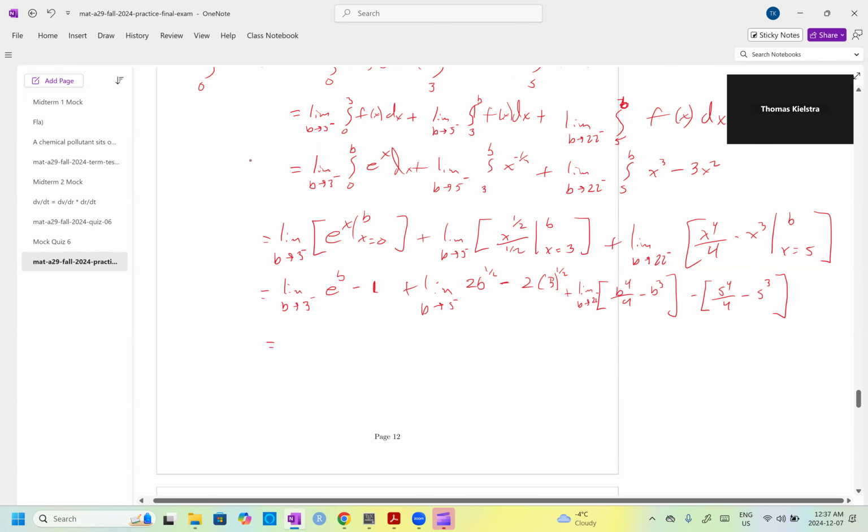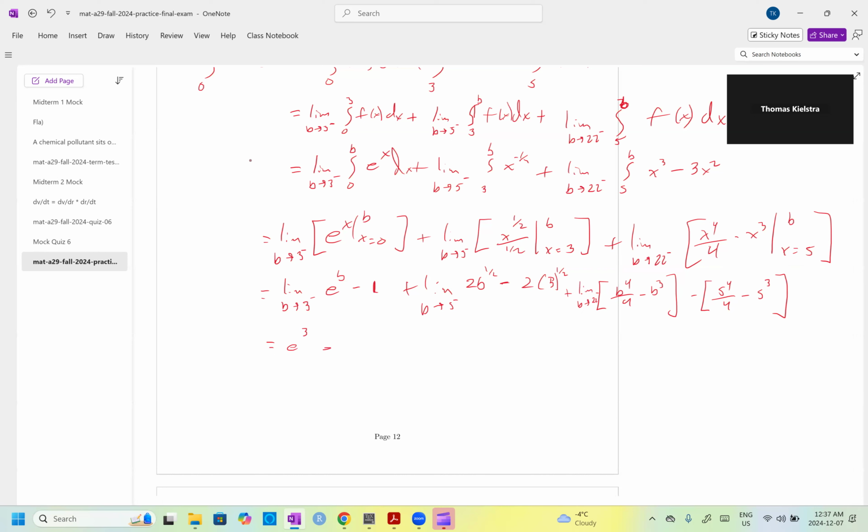So this equals e to the 3 minus 1, plus 2 root 5 minus 2 root 3, plus 22 to the 4 over 4 minus 22 cubed minus 625 over 4 plus 125. And that's our solution.